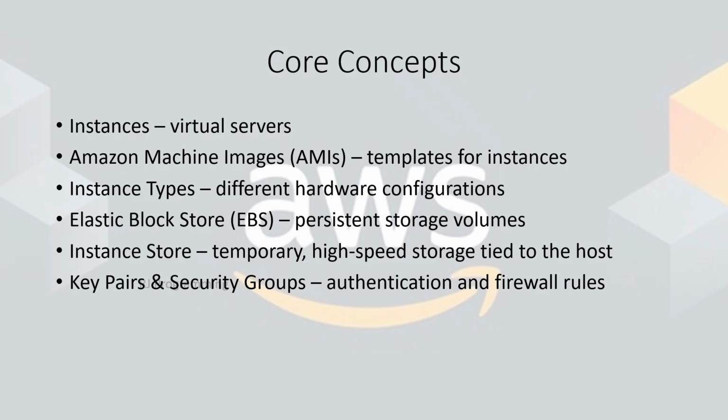EC2 instances need storage. EBS volumes are like virtual hard drives that persist even if you stop or terminate your instance. On the other hand, instance store volumes are physically attached disks that are very fast but temporary. You lose data if the instance stops. Key pairs are how you securely log in. Instead of a password, you use cryptographic keys. And finally, security groups are like a firewall. They control inbound and outbound network traffic at the instance level.